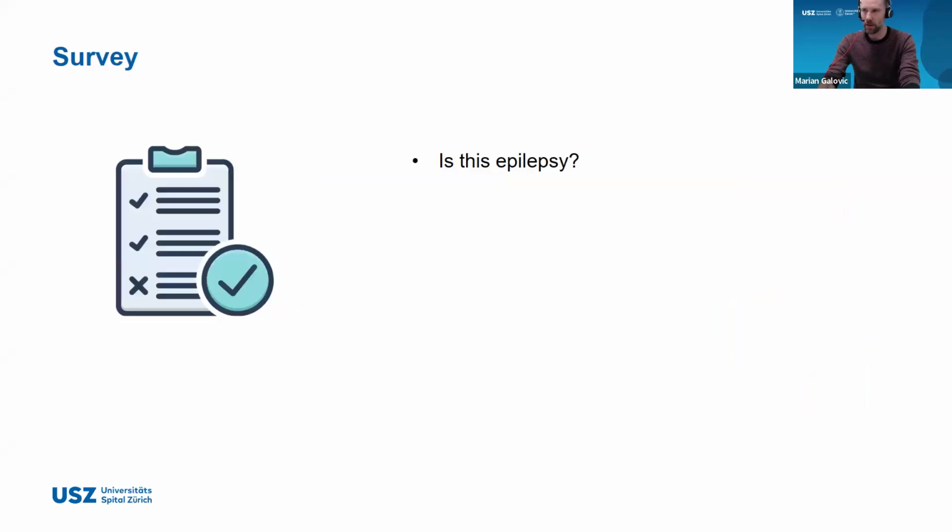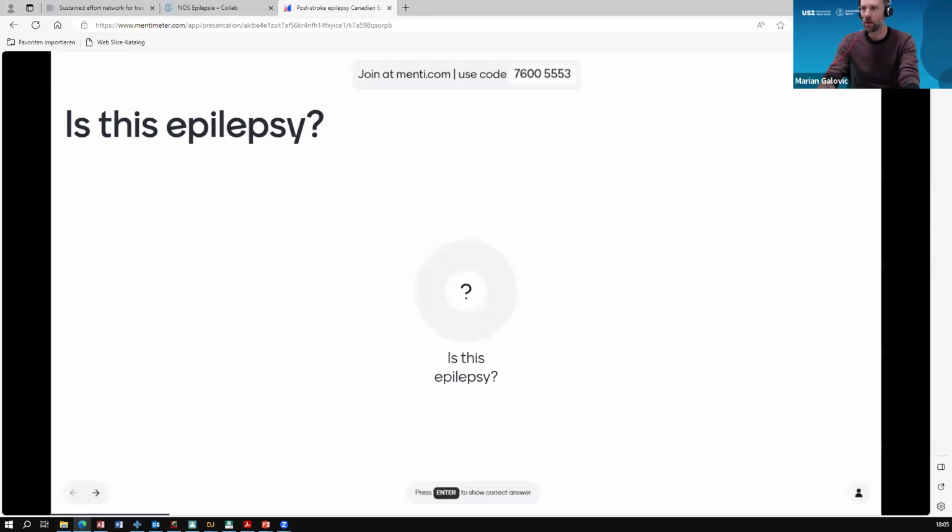So now I have a question for you, and let's try whether this works. Please take out your smartphones or other devices and join me at menti.com. Please open your web browsers and go to menti.com and use the code 76005553. And my question is, is this epilepsy, what I described so far? So once again, please go to menti.com on your devices and use the code 76005553.